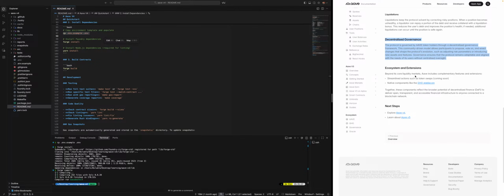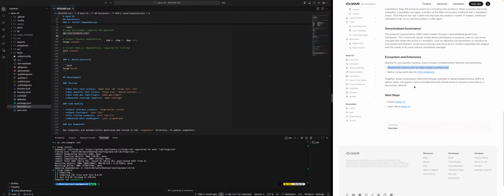Beyond its core market, Aave includes complementary features and extensions: streamlined actions such as token swaps, and native components like the GHO stablecoin.